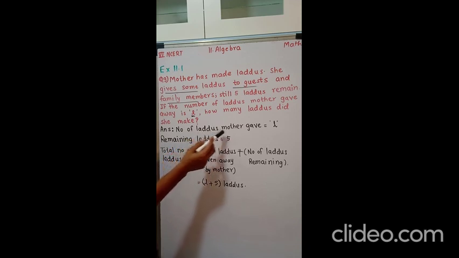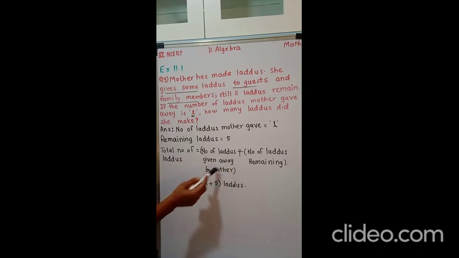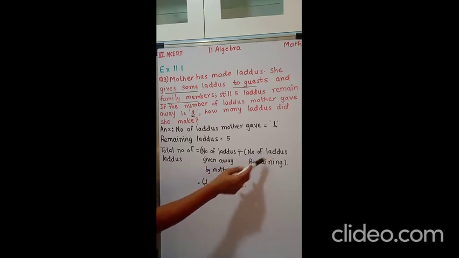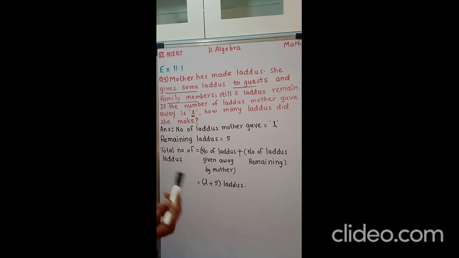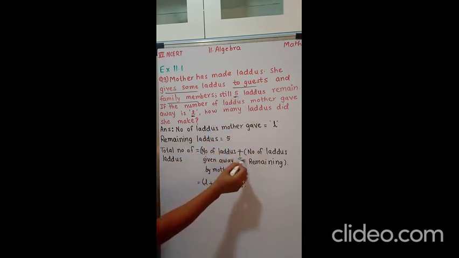So the number of laddus mother has given is L, and the remaining laddus is 5. So the total number of laddus equals the number of laddus given by the mother plus the number of laddus remaining. So the answer is what? L plus 5 laddus. Remember here it is given away and still 5 laddus are remaining, so it will be a plus sign, not multiplication here. And the total number of laddus made by the mother is L plus 5 laddus.